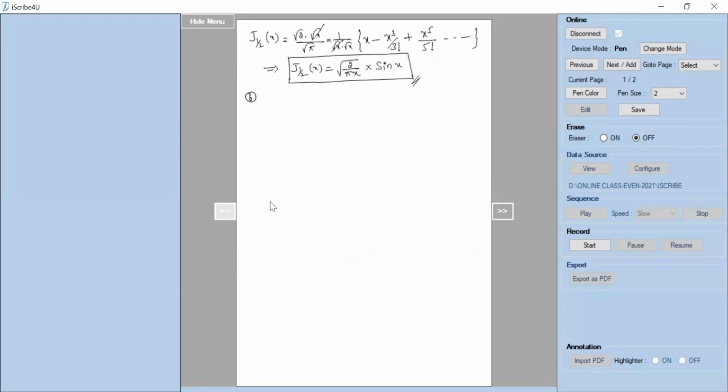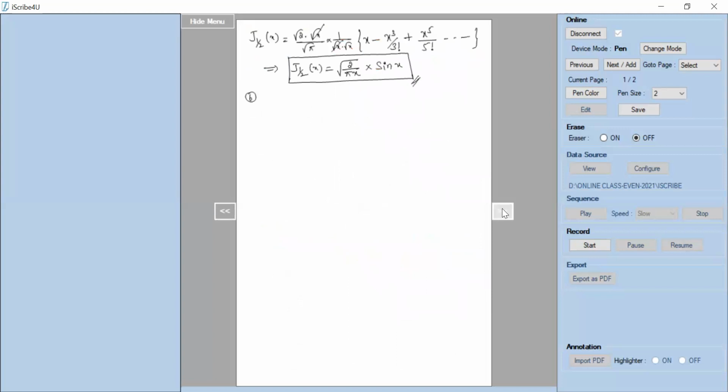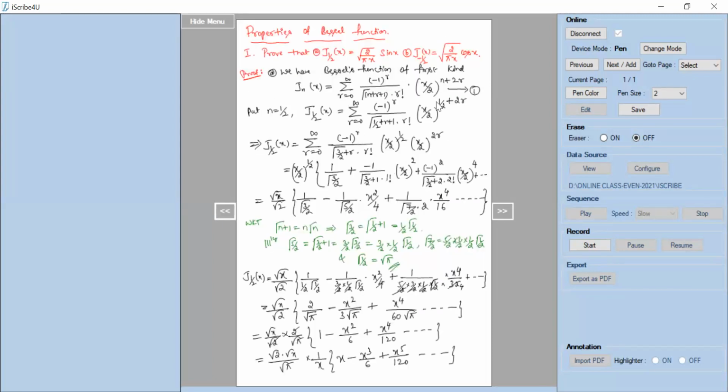So here what I'm going to do is I'll call this Bessel function of first kind as equation 1. This is equation 1. So I'm going to put n is equal to minus 1 by 2 in equation 1. In the exam, if they ask separately, you have to start with this formula. You have to write this Bessel function formula, put n is equal to minus half, and continue from this.